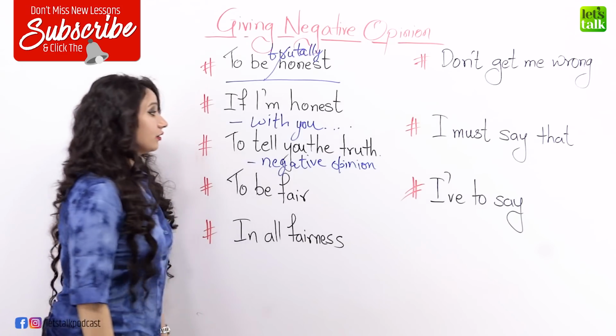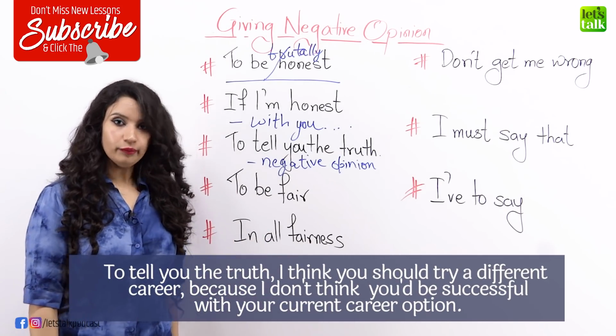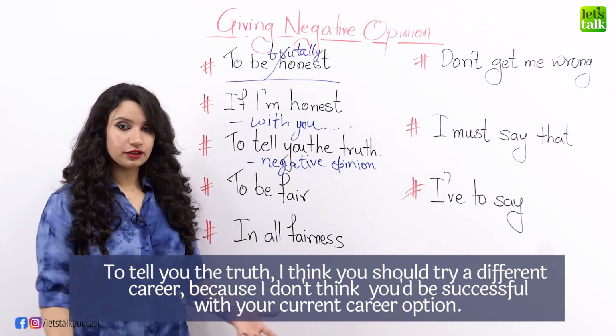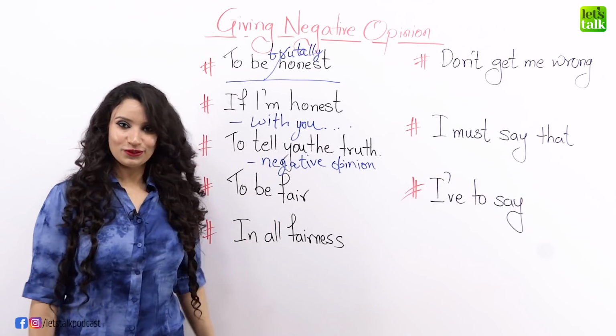Or you could also say, to tell you the truth, I think you should try a different career because I don't think you will be successful in this career. So that is again a negative opinion, a criticism. So we go with to tell you the truth.